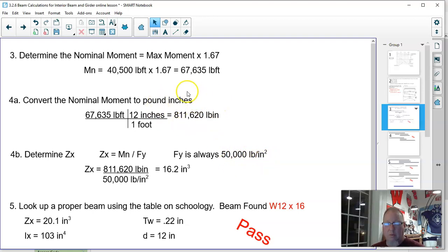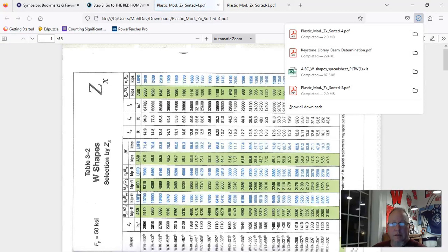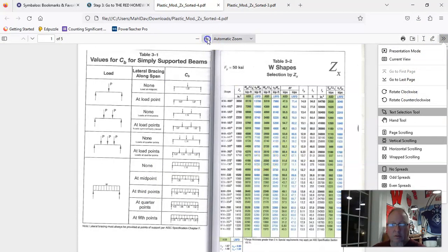So if you take your number from the nominal moment and divide it by 50,000, you get 16.2 inches cubed. The pounds cancel out, the inches combine, which is where that comes from. Step 5 would be to take that 16.2 and look it up on one of the charts that we opened up just a few minutes ago that I seem to have closed by accident. So I will open it up again. There it is, and I'm going to rotate it so that it's facing the right way and zoom in.